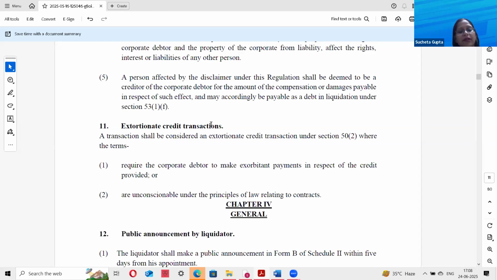Exorbitant credit transactions: the transaction shall be considered an exorbitant credit transaction under section 50 subsection 2, where the terms require the corporate debtor to make an exorbitant payment in respect of the credit provided, or are unconscionable under the principles of law relating to contracts.